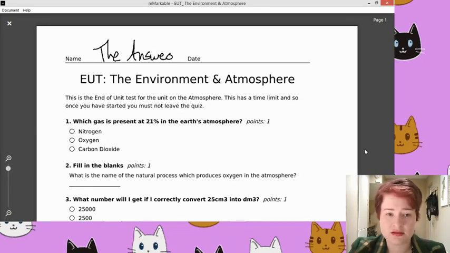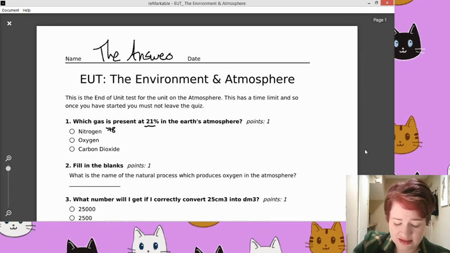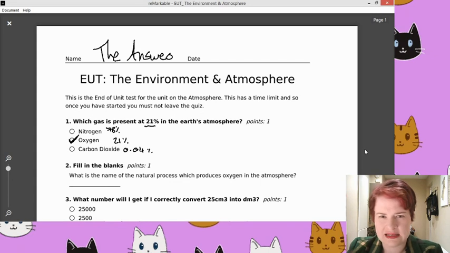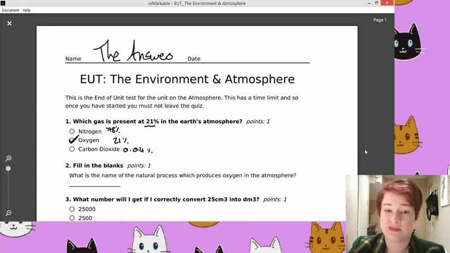The answers. Okay, so which gas is present as 21% in the Earth's atmosphere? Nitrogen is around 78, 79%. Carbon dioxide is 0.04%. The oxygen is 21%, so hopefully you went for oxygen. When I'm dealing with multiple choices, that's what I like to do. I like to rule out everything and just annotate next to it, just because it helps me understand why some of the answers cannot be the right answer.